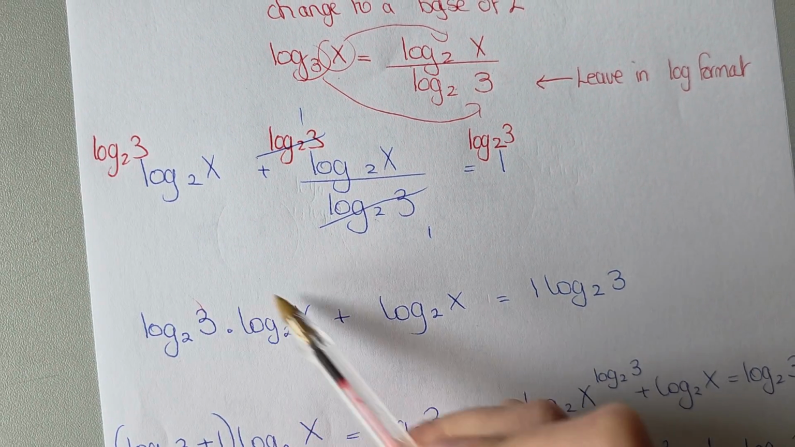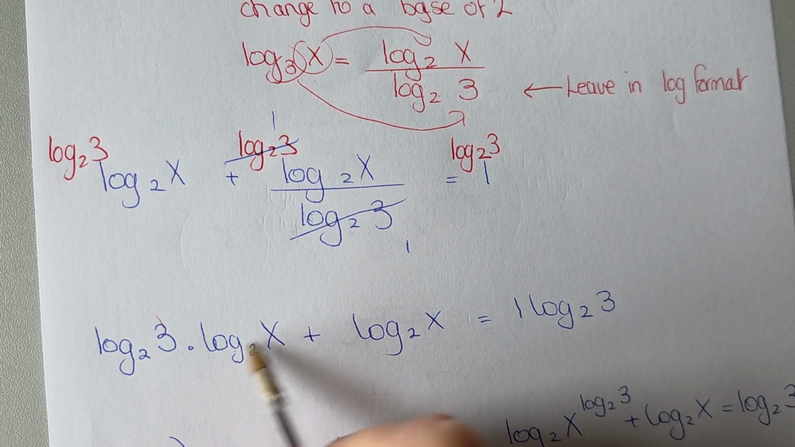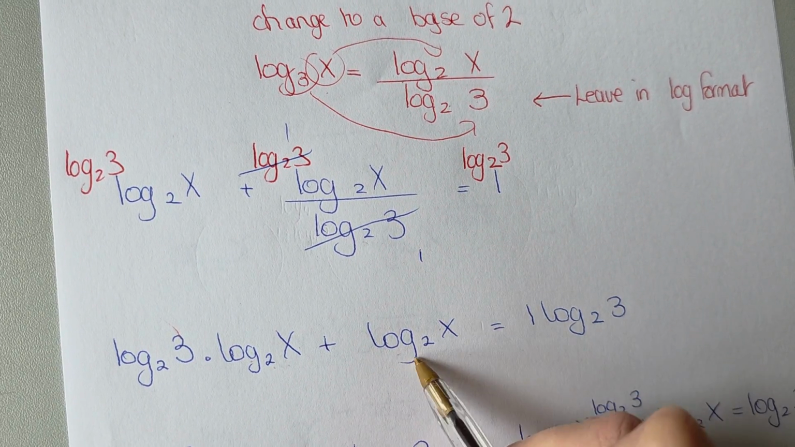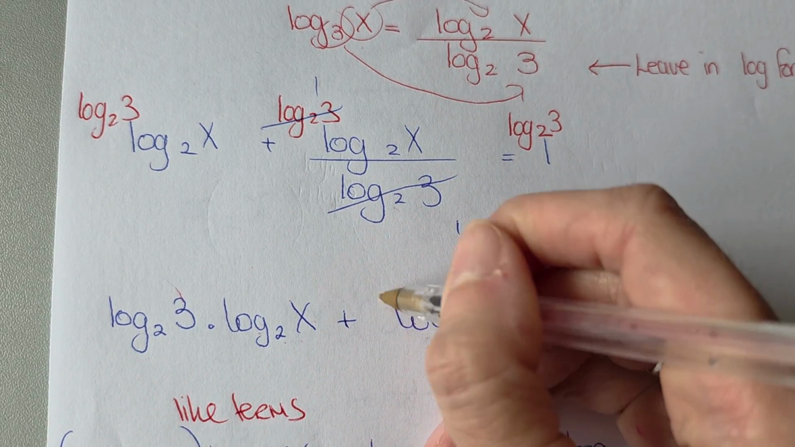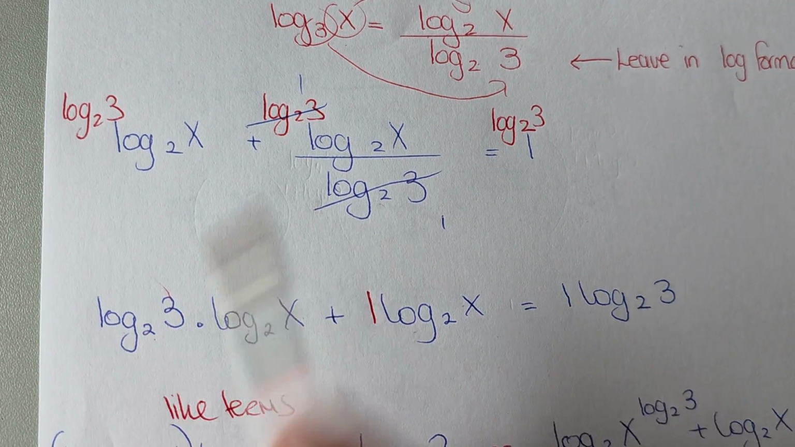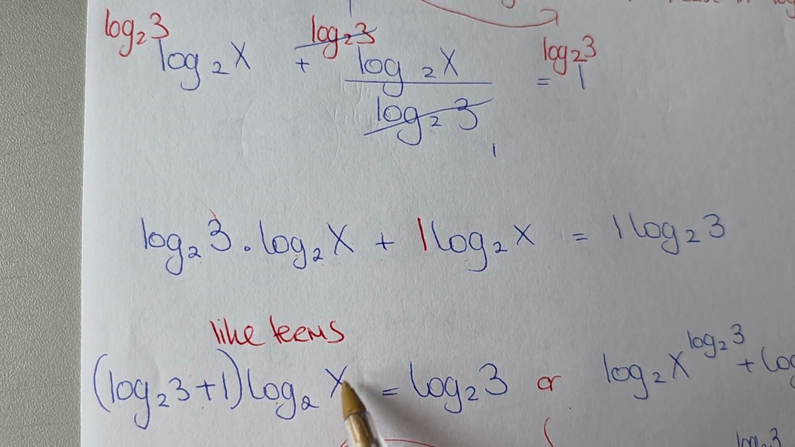Next step, well, you can do it loads of different ways. You could bring this up and put it as the power of the x, or if you want, look at the two terms. That's a log x base 2, that's a log x base 2. They are like terms. So in which case there is a 1 in front of that. So you could just say, right, well, log 3 base 2 plus 1 is log 3 base 2 plus 1 times log x base 2.